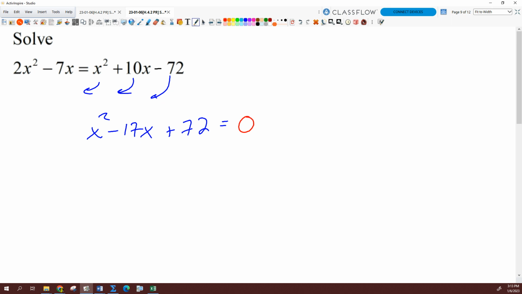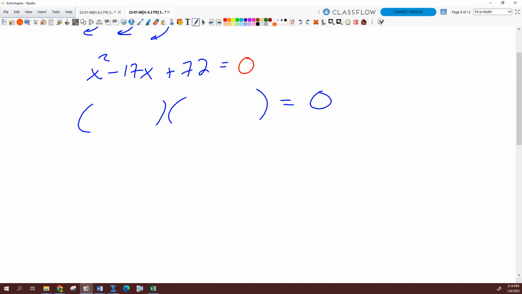Gosh, that was hard, huh? So now, what am I going to do? Regroup a little bit. GCF. Is there a GCF? No. But we've got to try, don't we? Now we go up. Okay, so we've got to try to factor this, right? Are there magic numbers that multiply to positive 72 and add to negative 17? What is it? Negative 9 and negative 8. There we go.